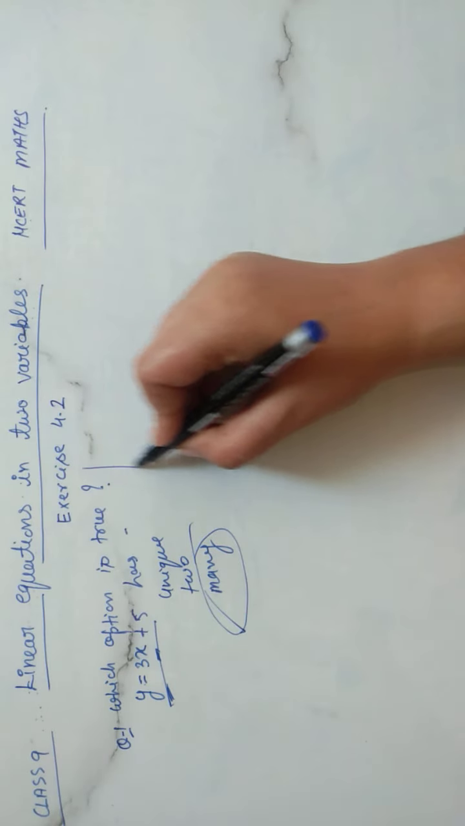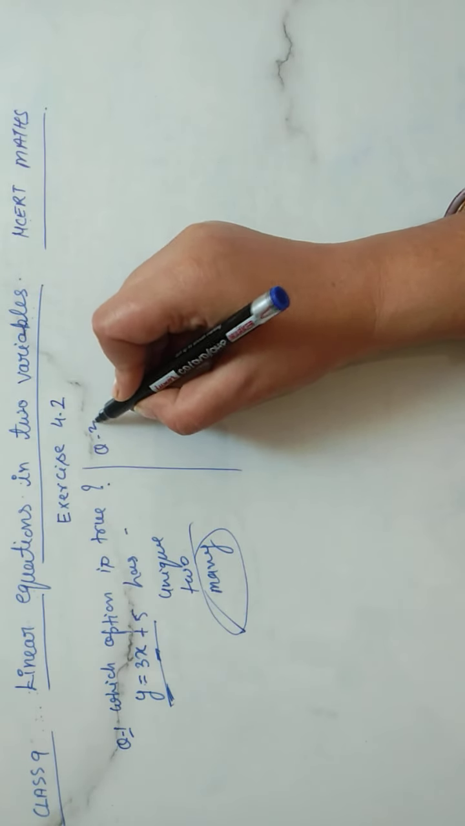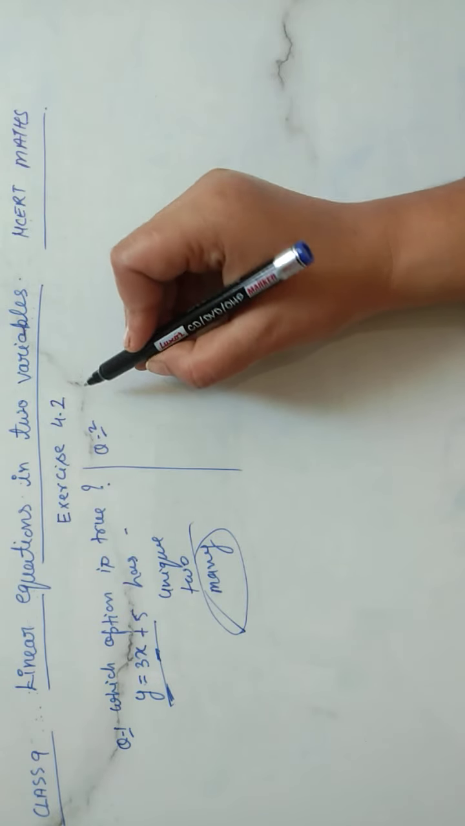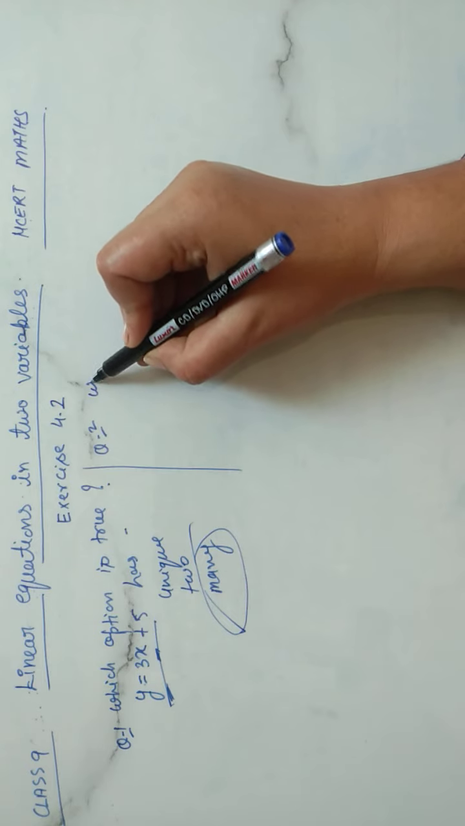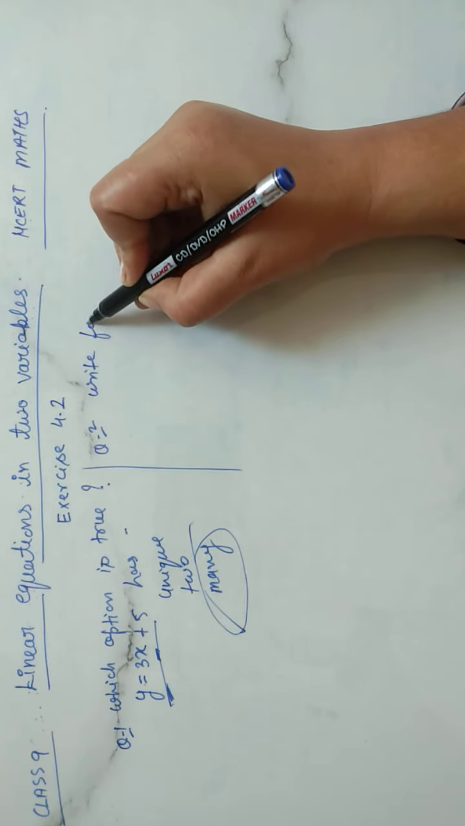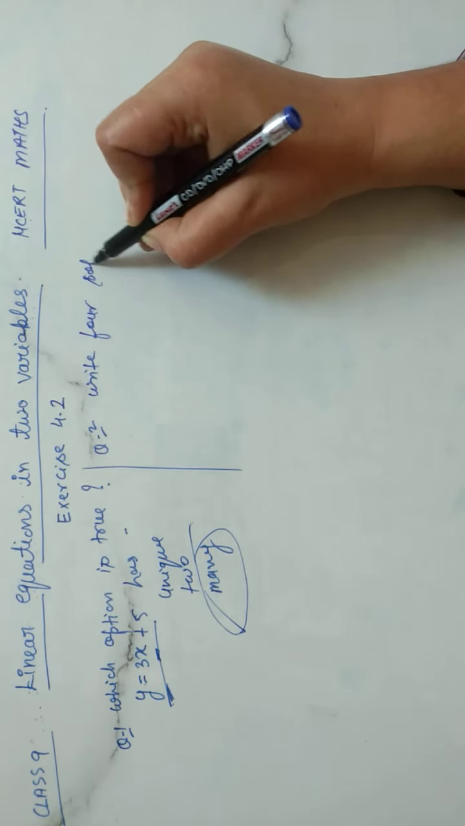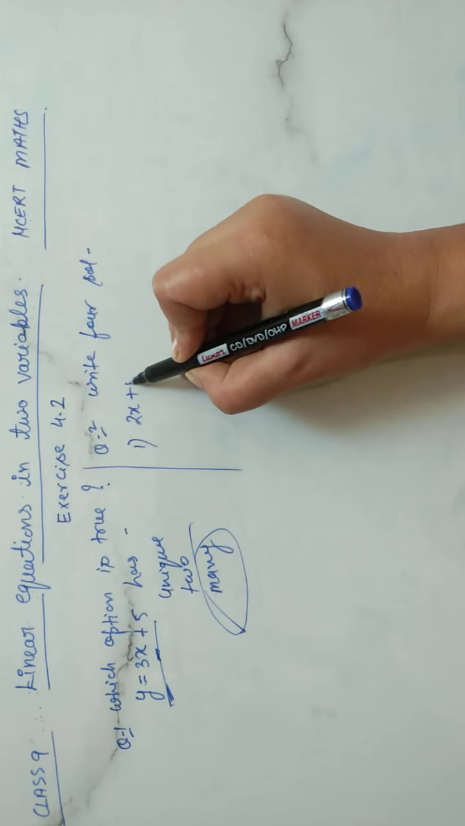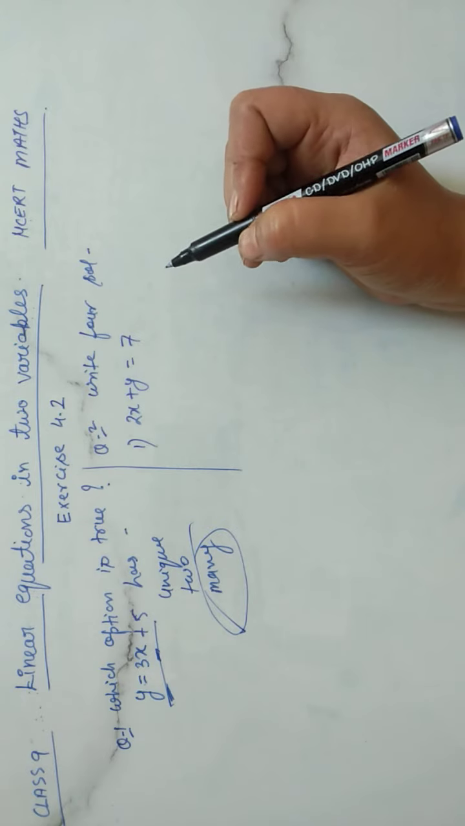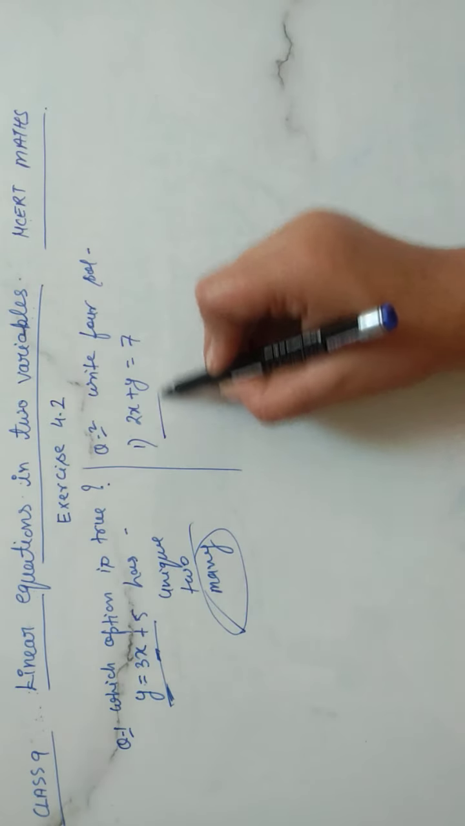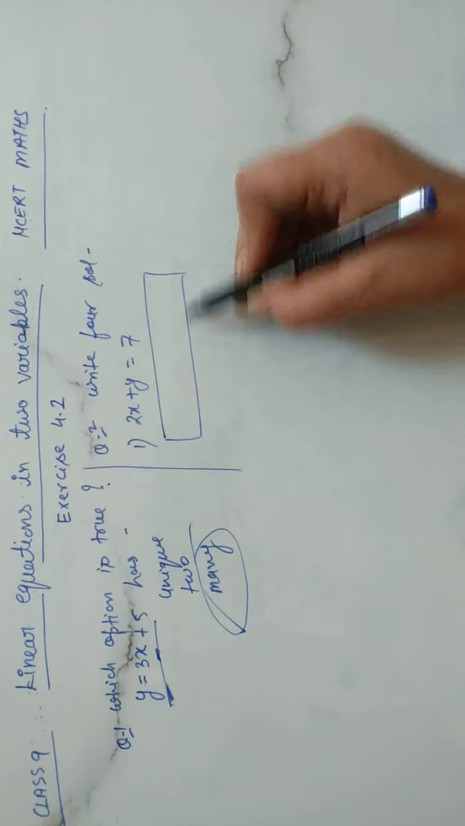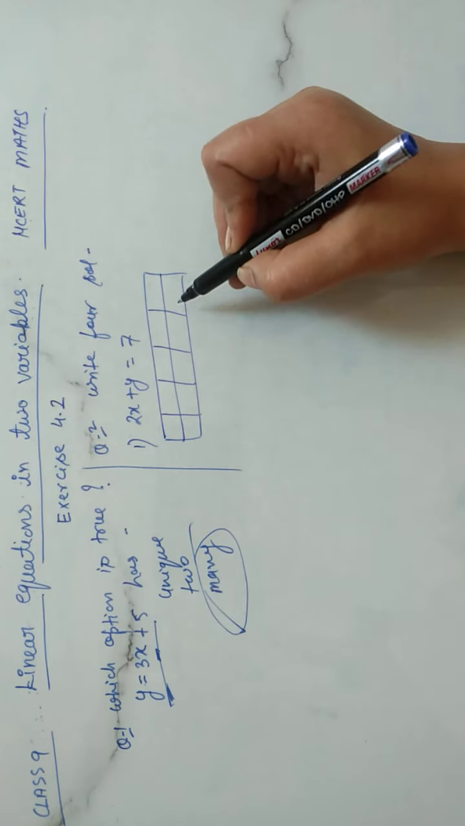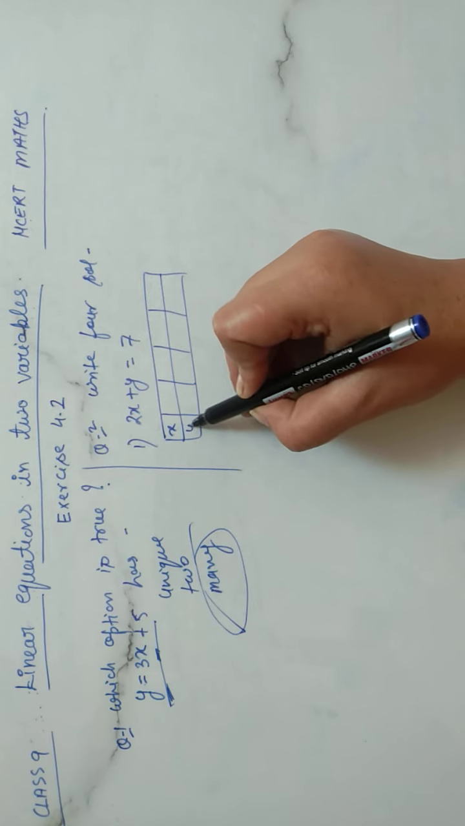Now question number two is, we have to write 4 solutions for the given equation. We can write many, but we have to write 4 solutions. The first equation is 2x plus y equals 7. You can make a table also and summarize your solutions there, or write them separately, no problem. This column is x, this one is y.